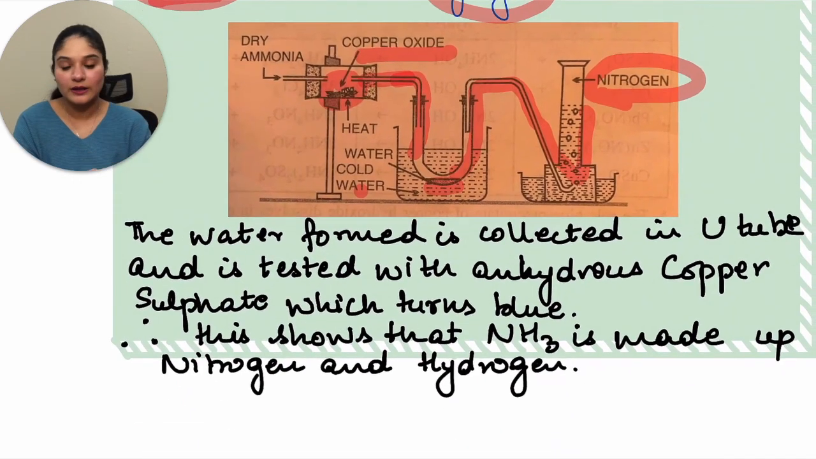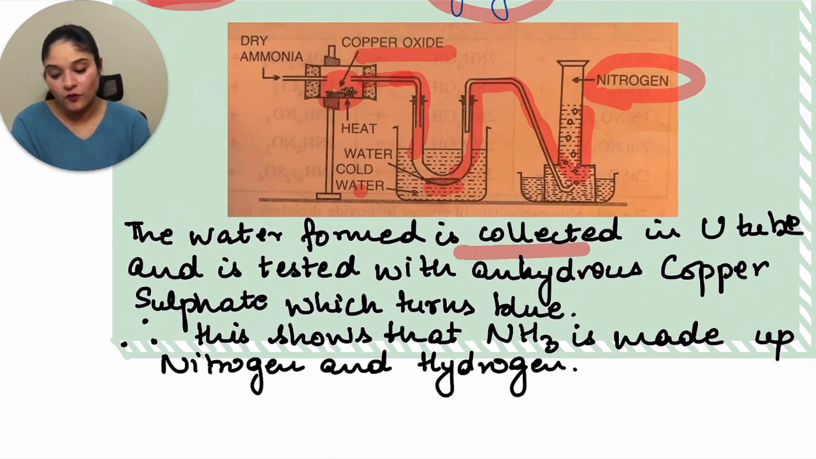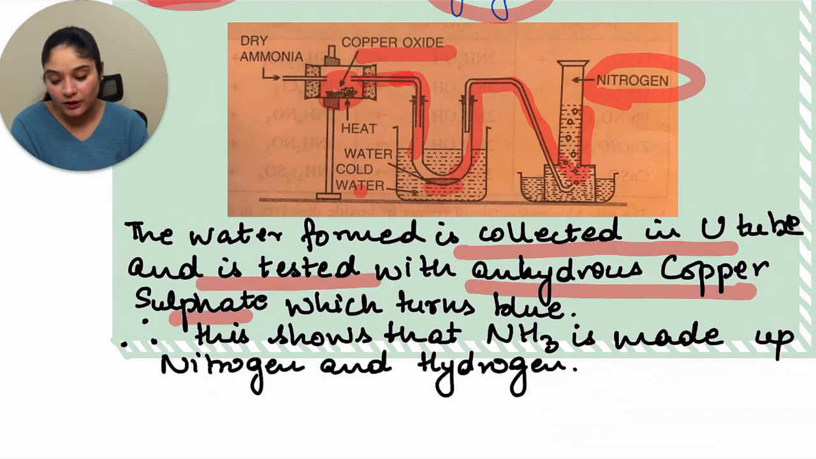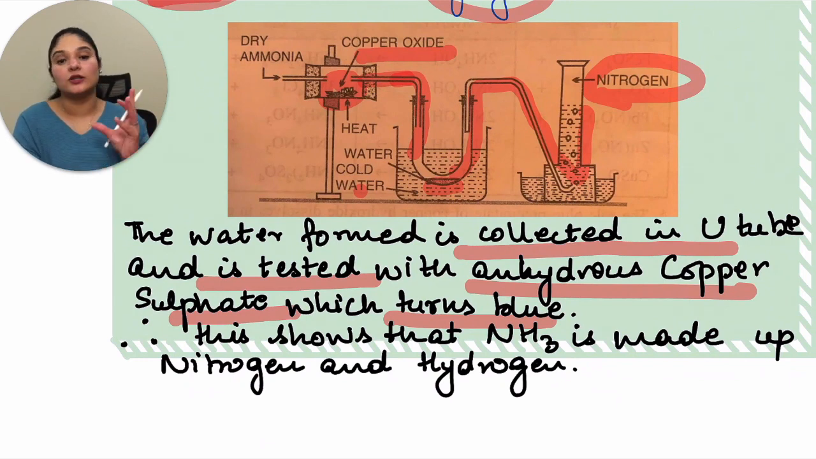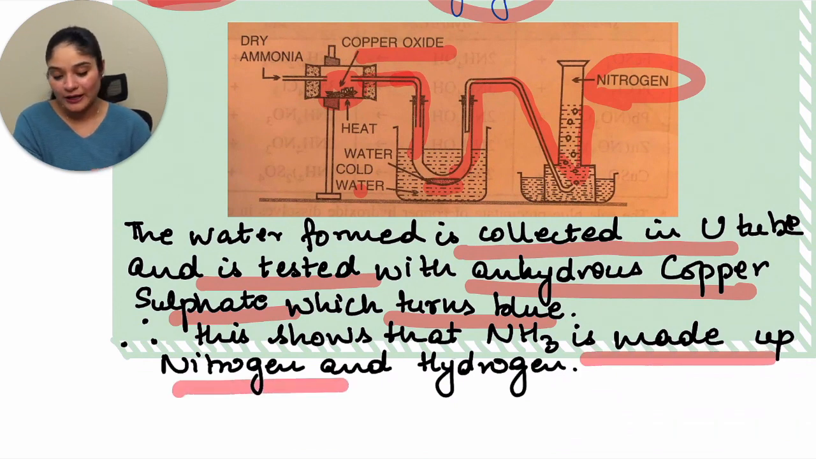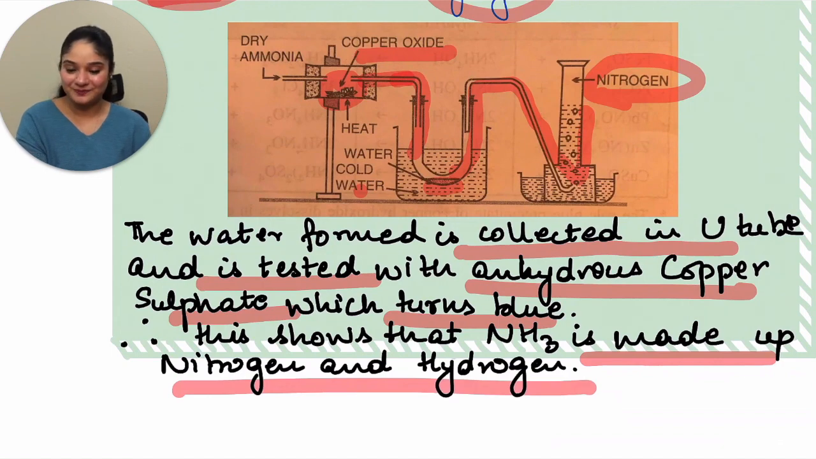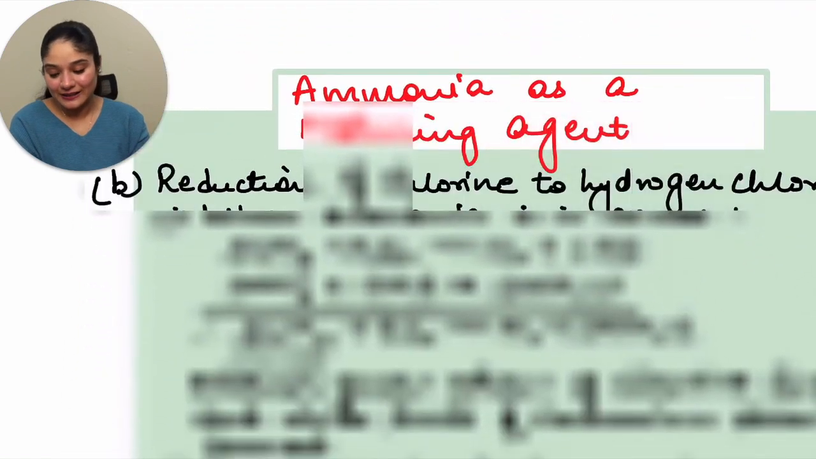Okay, now let's look at this. The water formed is collected in U tube and is tested with anhydrous copper sulfate, turns blue. So how do you test water? You can take anhydrous copper sulfate and it turns blue in the presence of water. Therefore, this shows that ammonia is made up of nitrogen and hydrogen. Okay, let's move to the next one.